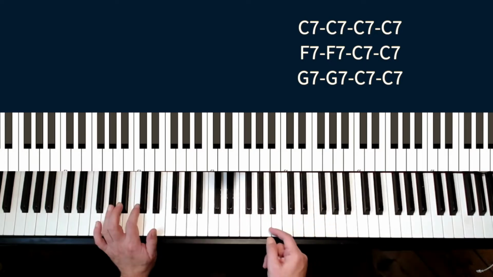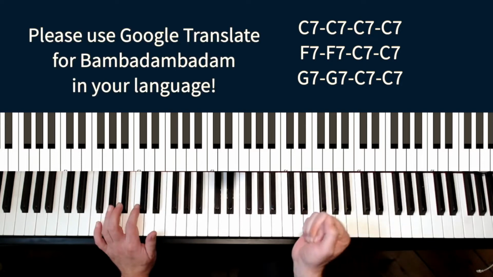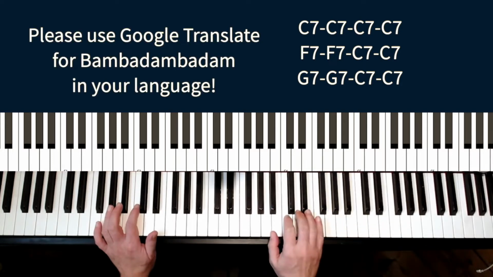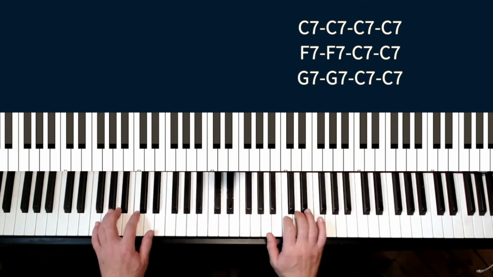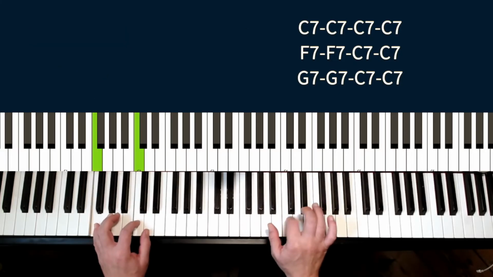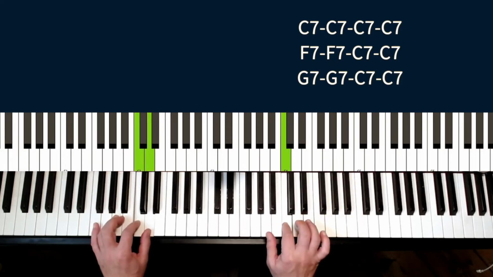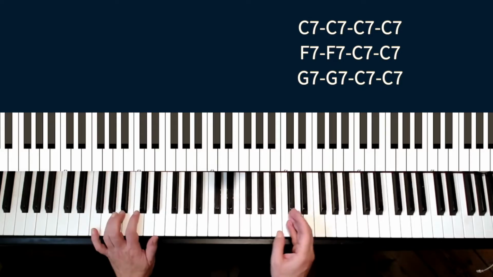On F, we play the same rhythmic structure, like bum ba dum ba dum, bum ba dum ba dum, but with notes that match the F7 chord. Like here, 1 and 2 and 3 and 4 and 1 and 2 and 3. You see, the same little shift, but playing it with these notes.